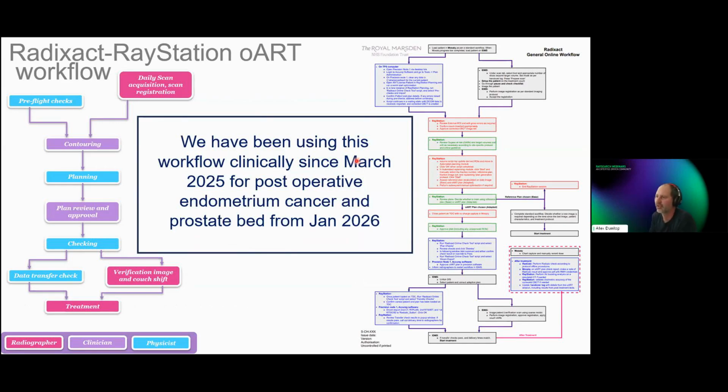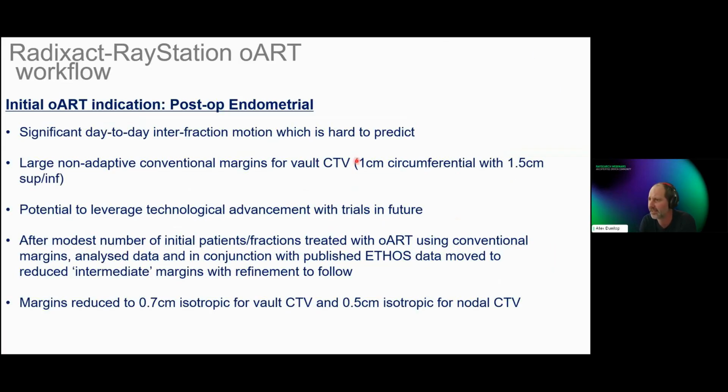So we've been using this workflow clinically for just over a year, generally, like most, for post-operative endometrial cancer and also for prostate bed since the start of this year. The reason why we started with post-op endometrial cancer was that these patients have significant day-to-day interfraction motion, and correspondingly, when we're not adapting, they have very large PTV margins. Furthermore, there's potential to leverage online adaptive radiotherapy with trials in the future, for example, for hypofractionation.